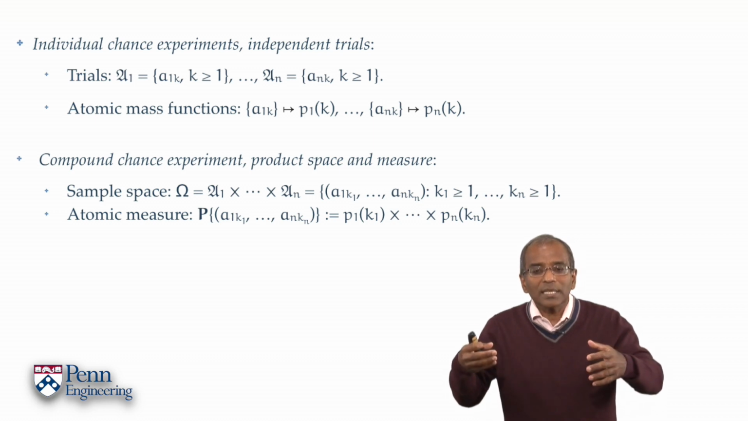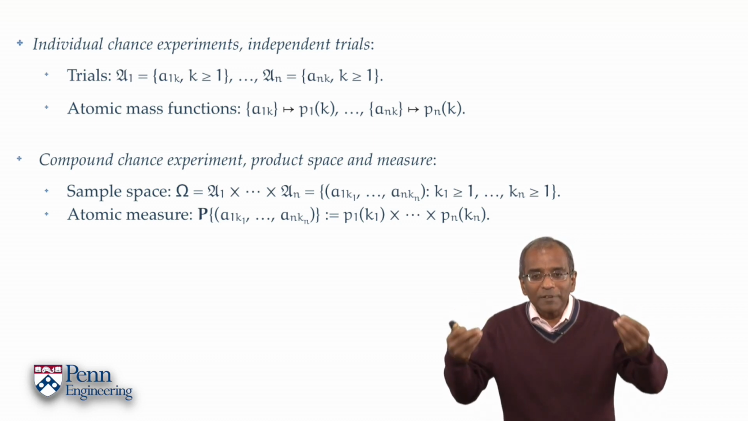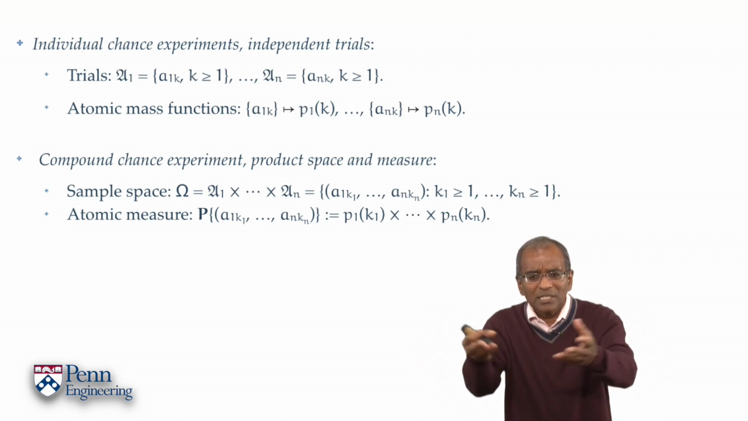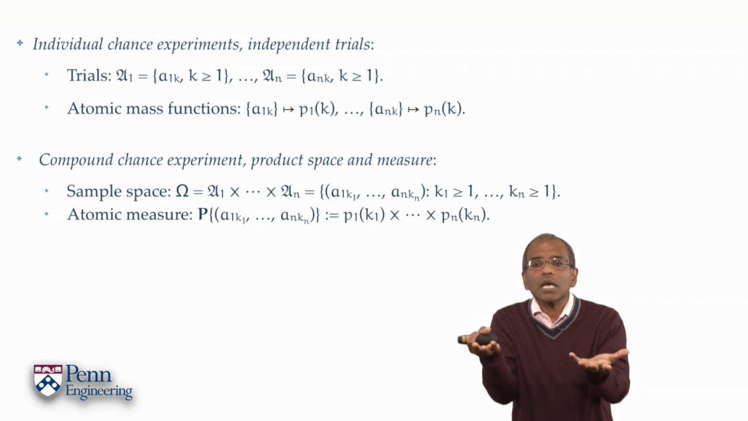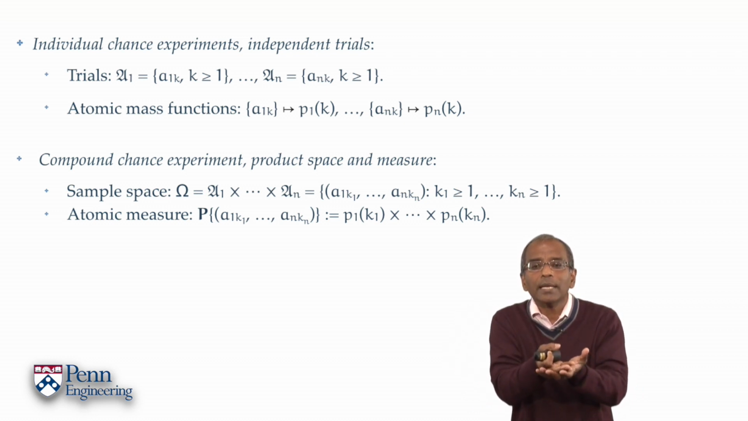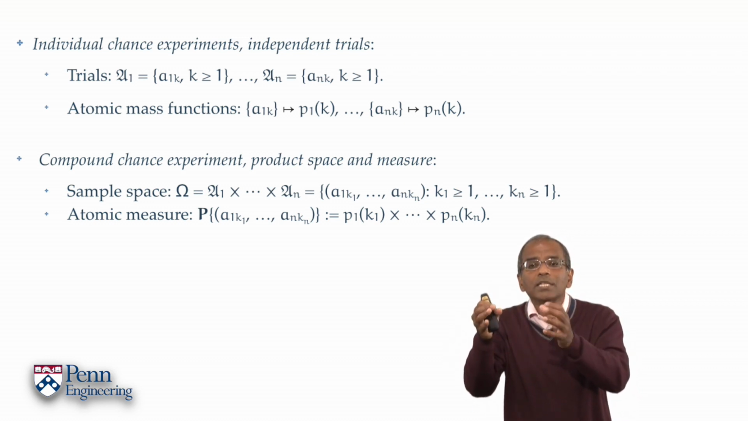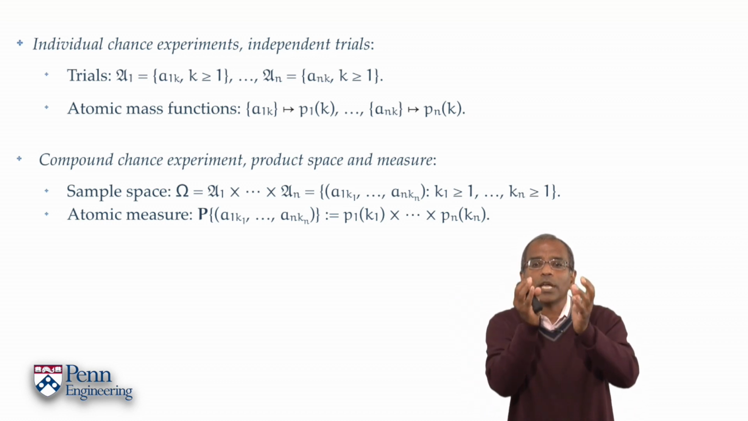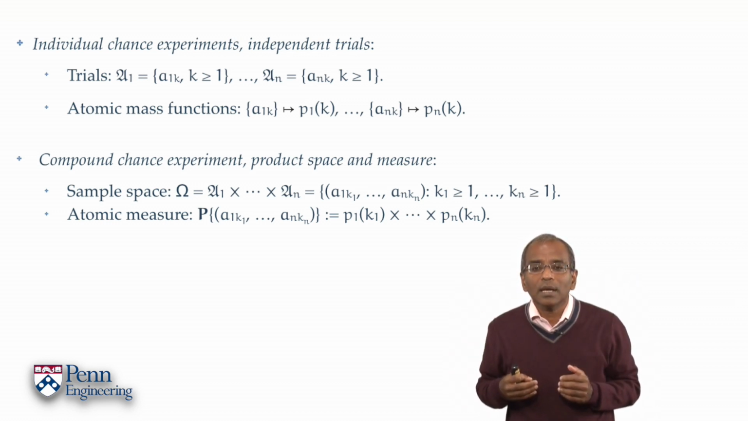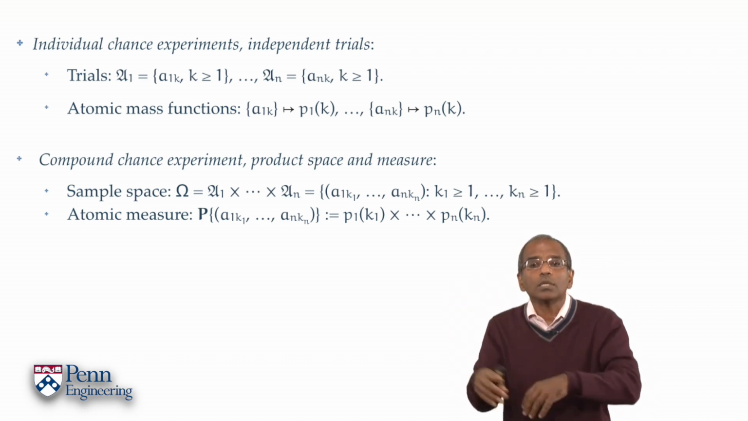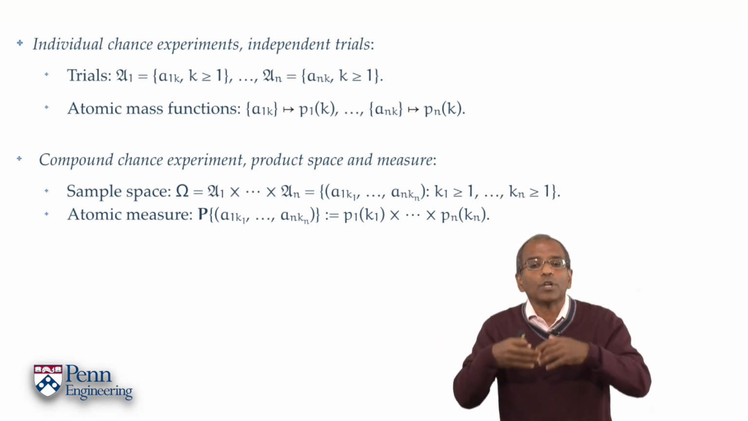The verification that this is a bona fide probability measure is trite. It's clearly a product of positive numbers, so it's positive. It adds to 1 because its sum over all K1, K2 through Kn separates into a product of sums over K1, K2 through Kn, just as we had for the case of 2 trials. And therefore, each of those sums is 1, and the product of 1s is 1, and therefore it's properly normalized.